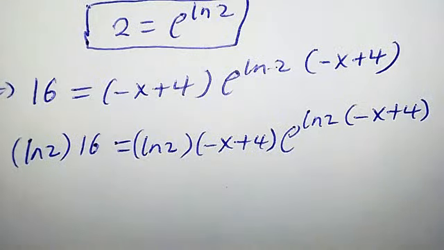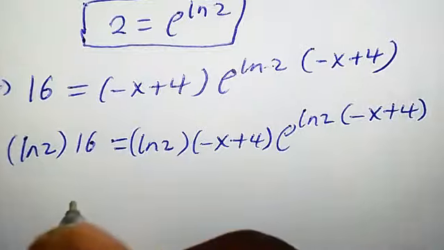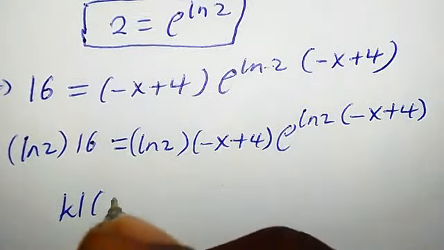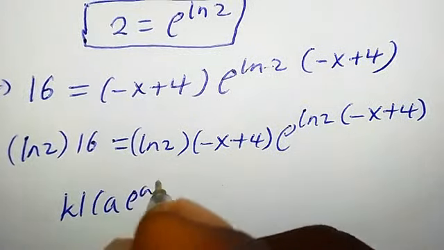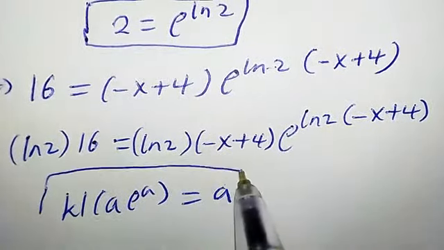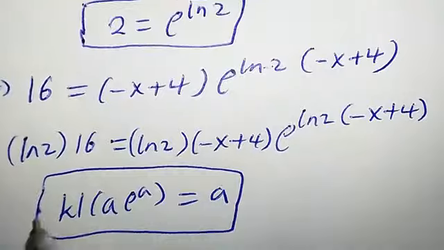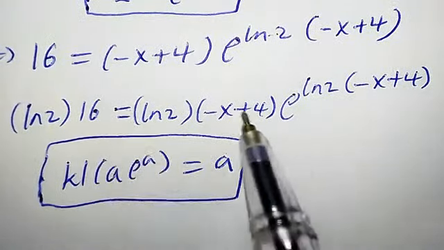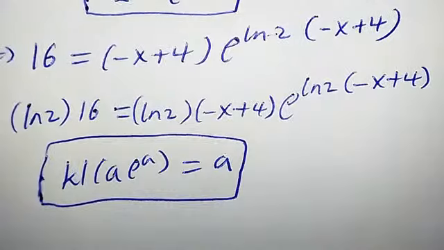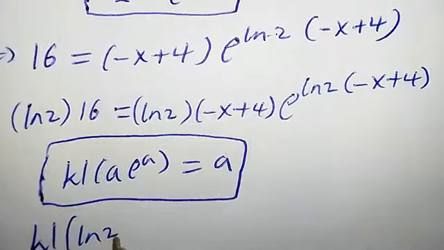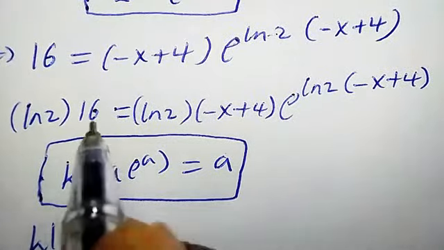At this stage, we can now recall the Lambert W function. It says that W of a times e to the power of a is equal to a. You should remember this. So, let us take the Lambert W function of both sides. That will be W of ln 2, let's put in brackets, times 16.